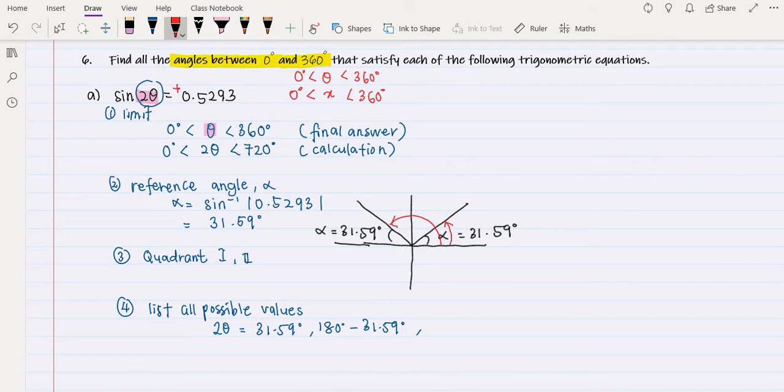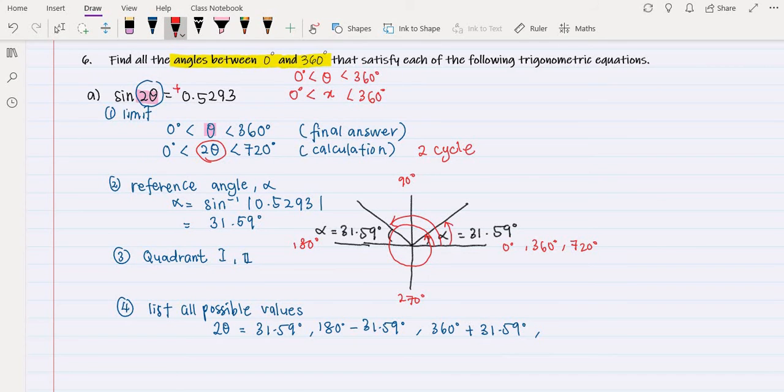Is that it? No, we will have to go up to 2 cycles because we have 2 theta here, and our limit is up to 720 degrees. If we check, this is 0, 90 degrees, 180 degrees, 270 degrees, and here is 360 degrees. So if we can go up to 720 degrees, that means we are going to have another cycle. So for the third angle, we just go one full rotation and then go up to the angle in the first quadrant. That will be 360 degrees plus 31.59 degrees.